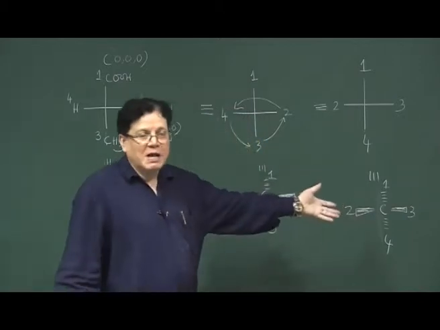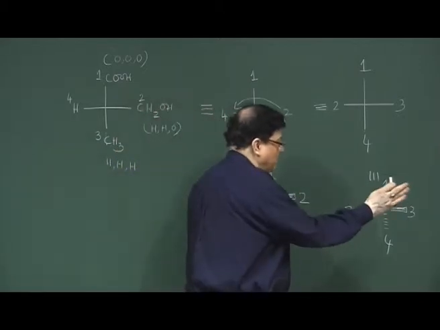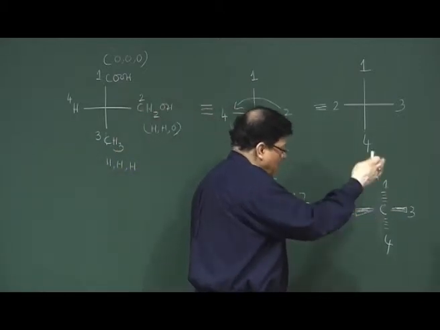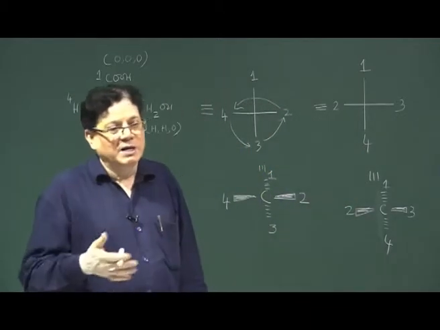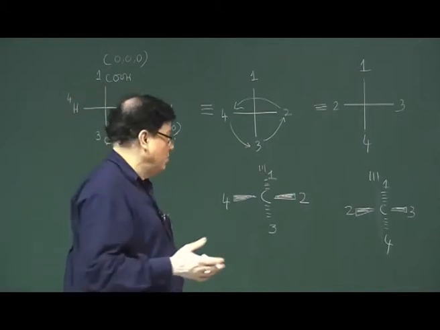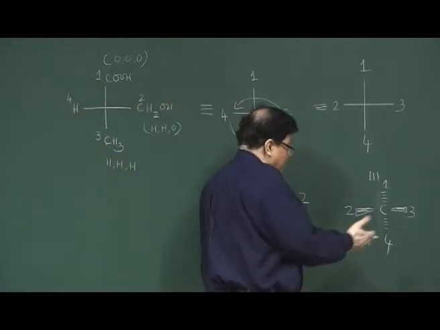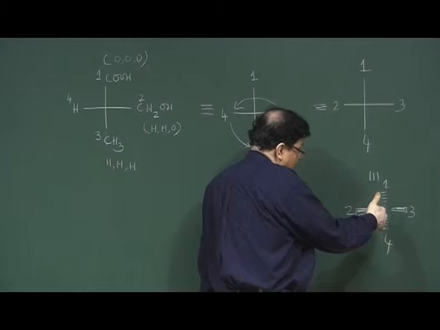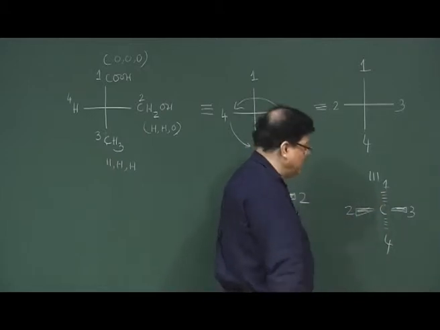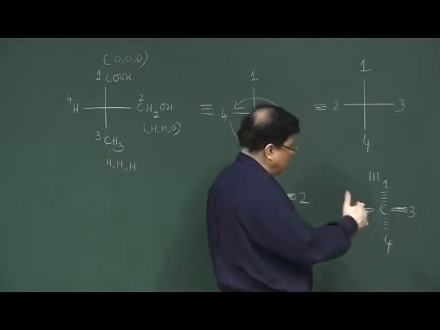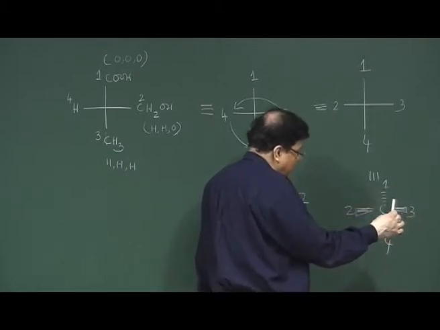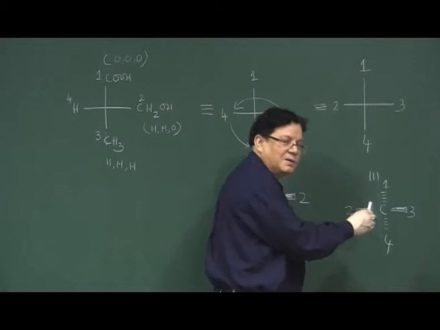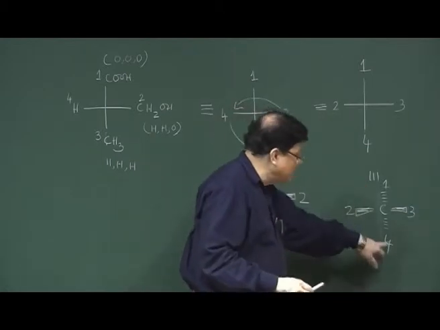So, if the fourth group is away from you, then what you see from the top is 1 to 2 to 3. That direction gives the correct configuration. Or to say it another way, if you see from this side, the molecule is held in the correct formula where the fourth group is away from you.